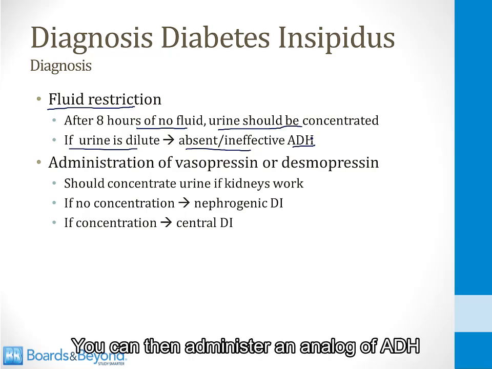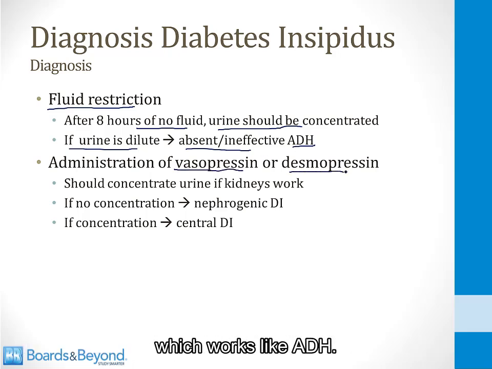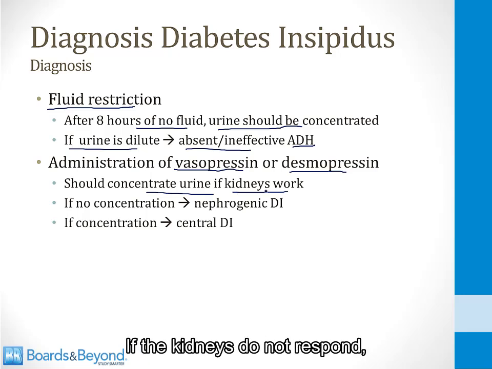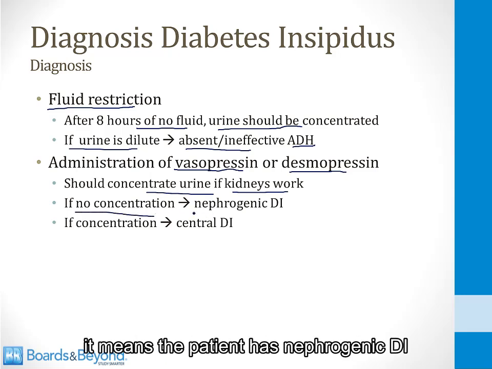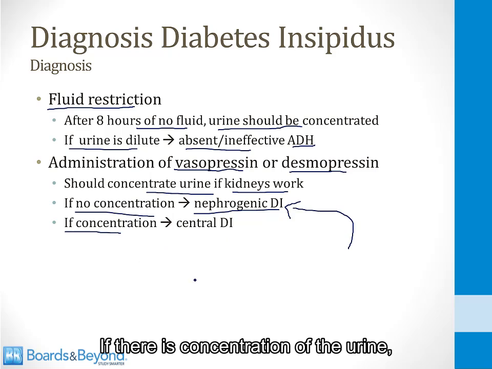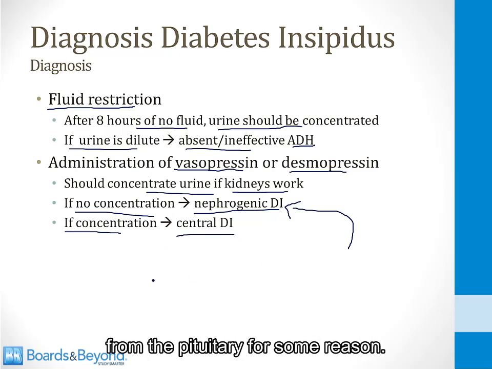You can then administer an analog of ADH, either vasopressin, which is ADH itself, or desmopressin, which works like ADH, and this should concentrate the urine if the kidneys are able to respond. If the kidneys do not respond, it means the patient has nephrogenic DI, and the problem is that the kidneys are unable to react to ADH. If there is concentration of the urine, it means the patient has central DI and there's a loss of ADH release from the pituitary for some reason.